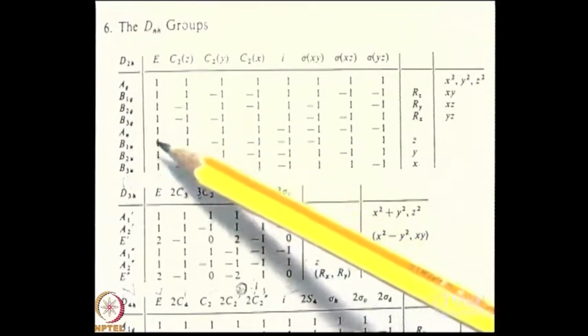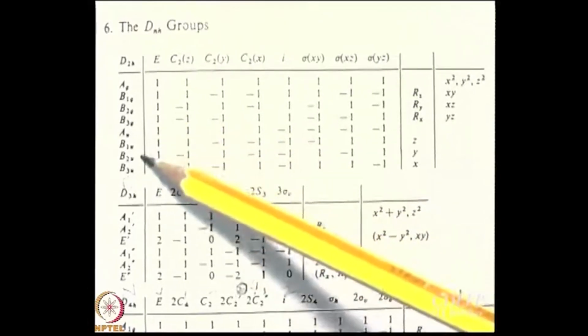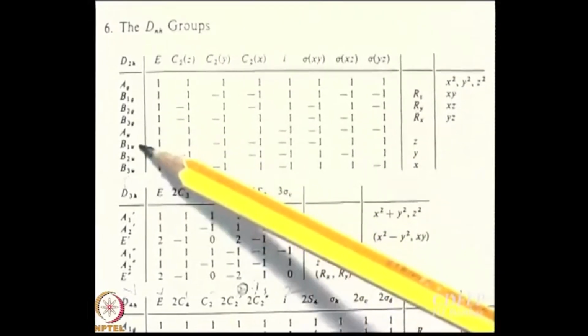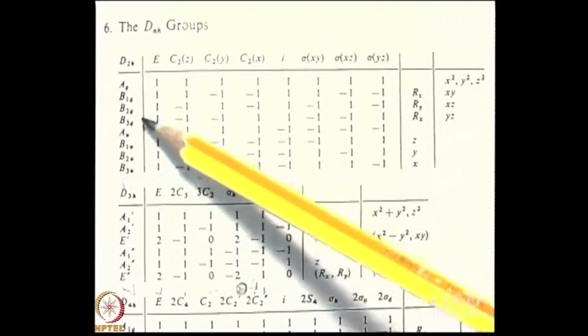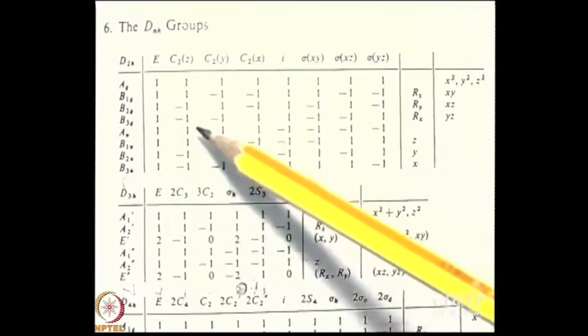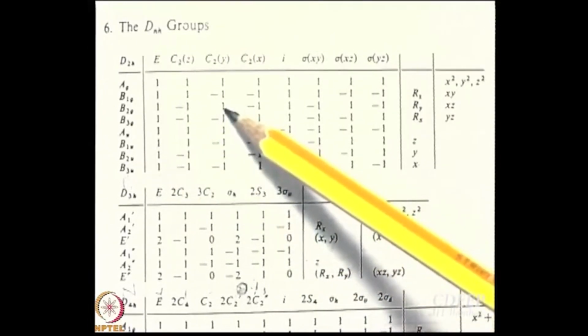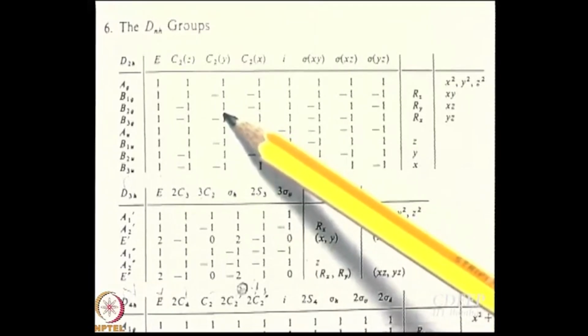So the problem that you get is that you get 2 G's and 2 U's. Actually 3 G's and 3 U's. Now, let us focus on B1G, B2G, B3G. Why have we called it B1G? C2Y is plus. Here C2Y is minus.